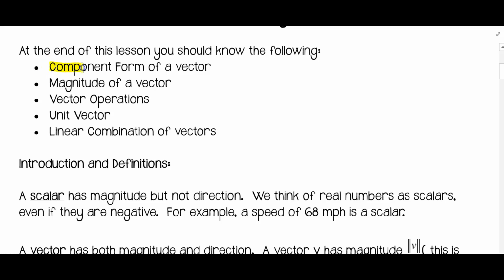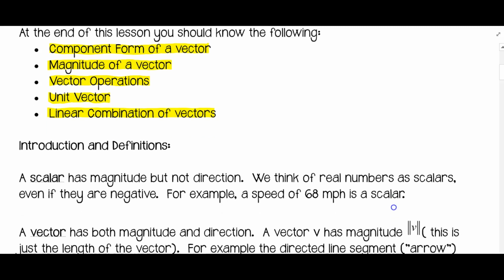So we're going to be talking about component form of a vector, magnitude of a vector, and some of this you may know if you've taken physics or are taking physics right now. We're going to talk about vector operations, so like adding or subtracting vectors. We're going to talk about a unit vector. So this is a big one where the concept really is very straightforward, but sometimes students will forget what they're really asking for when they talk about a unit vector. And then we'll talk about linear combination of vectors. So these are the main concepts from this part of the unit.